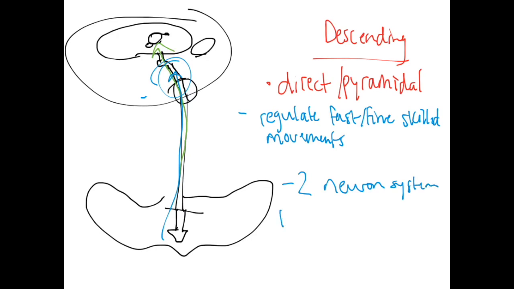So you have an inner neuron. Actually, let me do green for inner neuron. You have an inner neuron coming from the motor cortex down the spinal cord, and then you have a motor neuron that's coming out of the spinal cord going to your effector organ. So that is our direct or pyramidal, and then we also have an indirect or an extrapyramidal system.